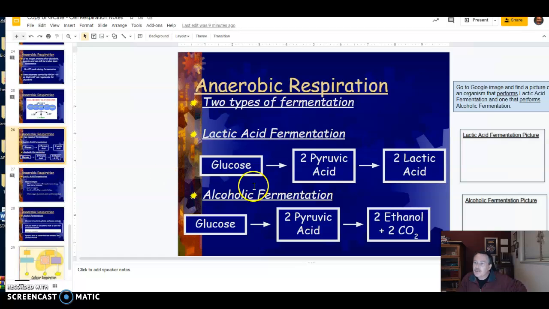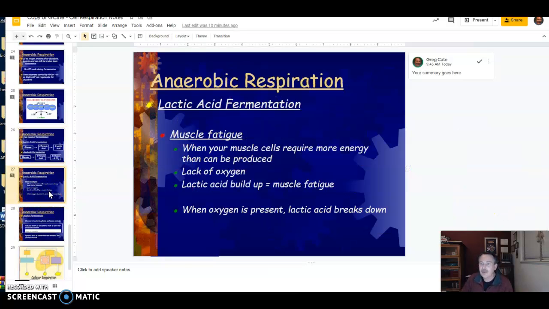Okay, this one here, I just want you to find a picture of some organism that represents lactic acid fermentation. In other words, they produce lactic acid fermentation, and some organism that produces alcohol fermentation. Okay, you do not need to summarize this. You just need to find pictures and place them here on the right. And almost done here.